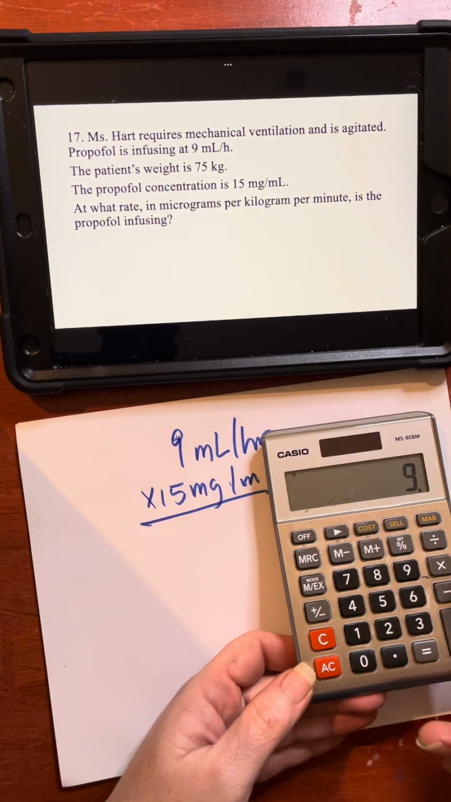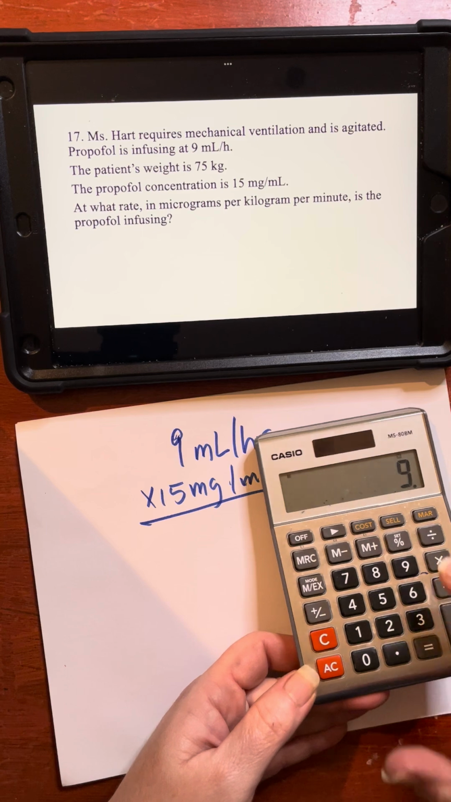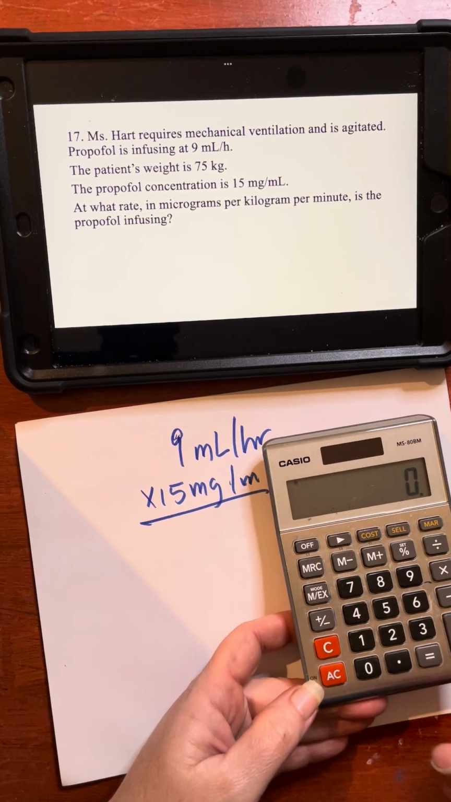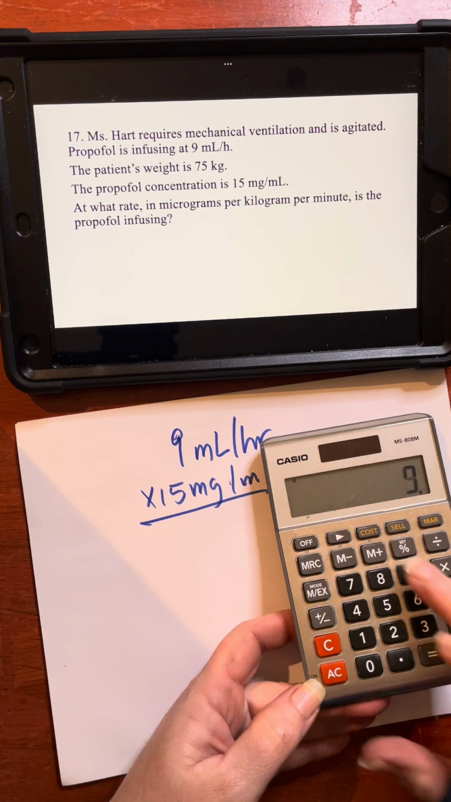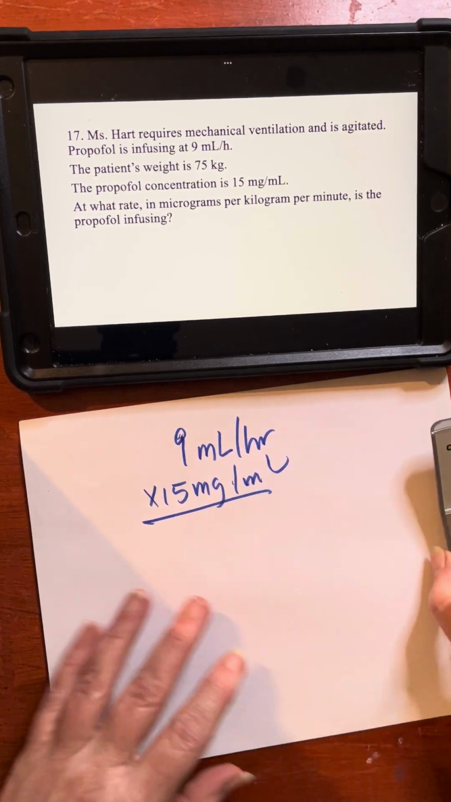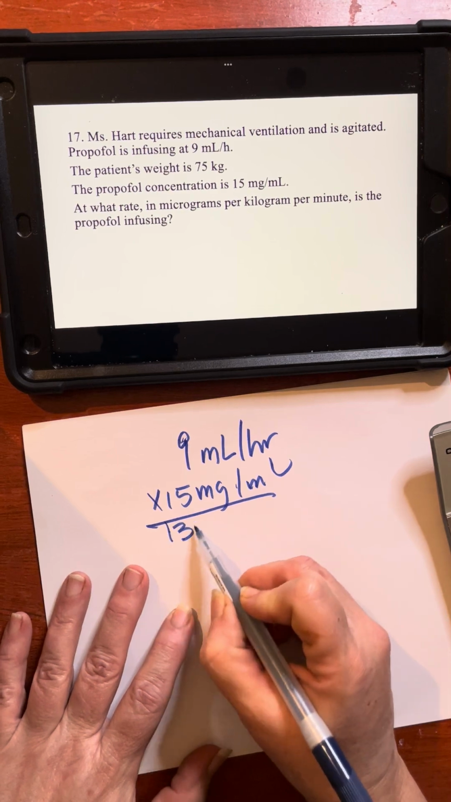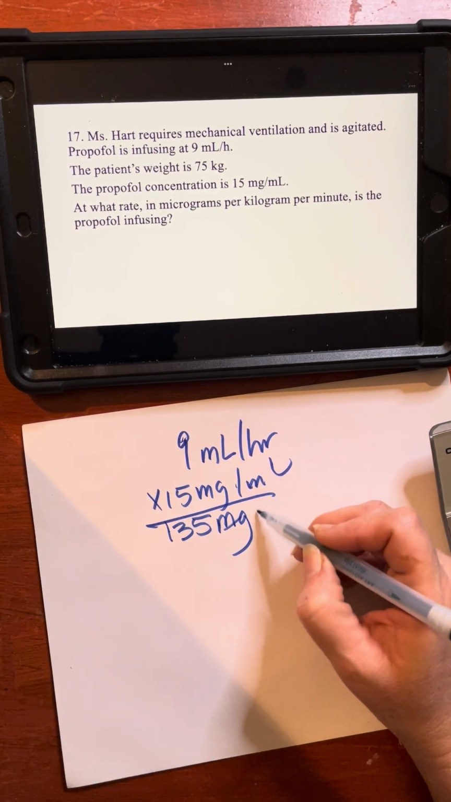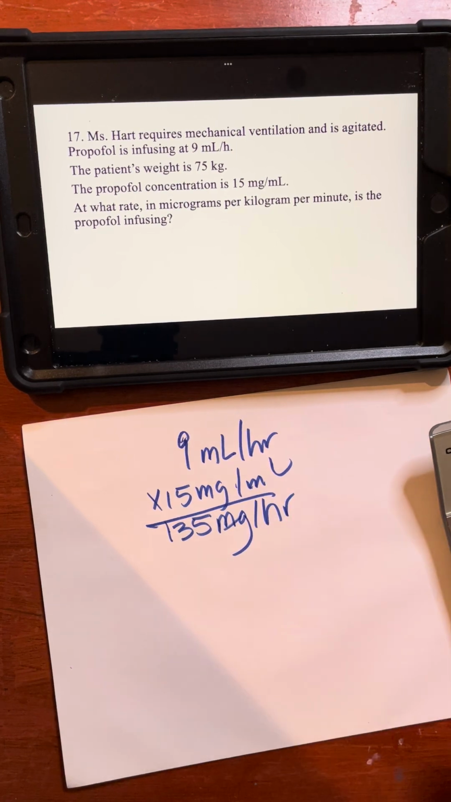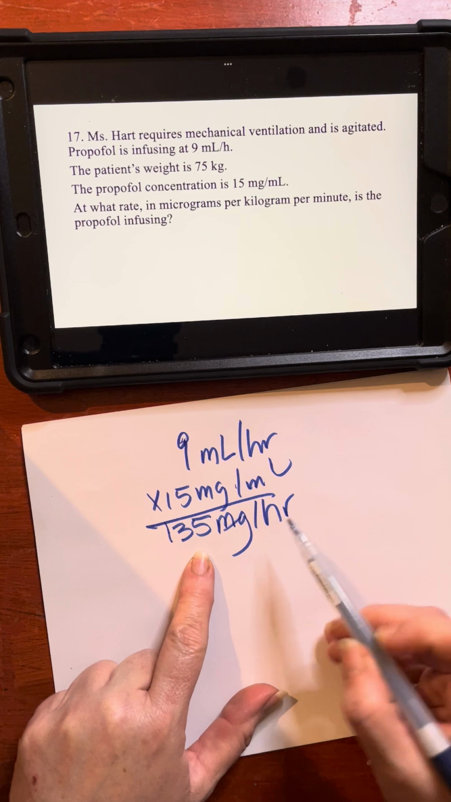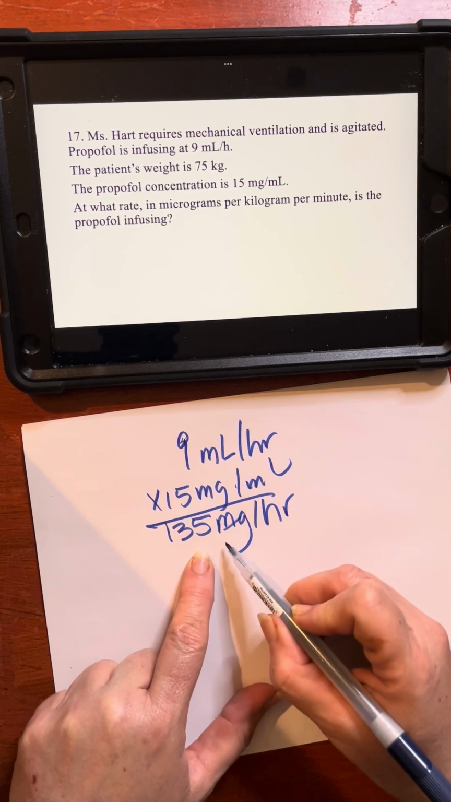We're going to do 9. I should have put it the other way, but I didn't. Times 15 equals. 9 times 15 equals 135 milligrams per hour. That's per hour.